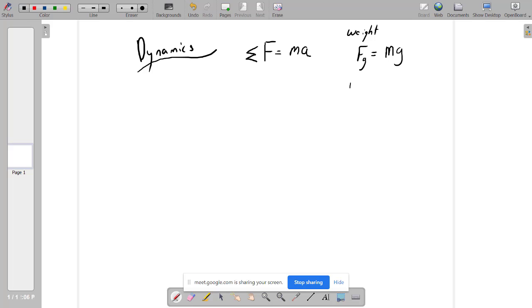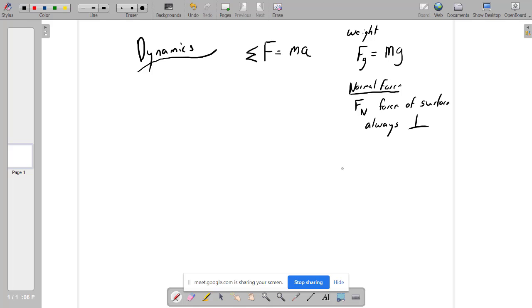Let's look at normal force one more time. We're going to say that that's F of n, and the normal force is the force of the surface pushing on it. So it's always perpendicular. I'm going to put that for perpendicular.